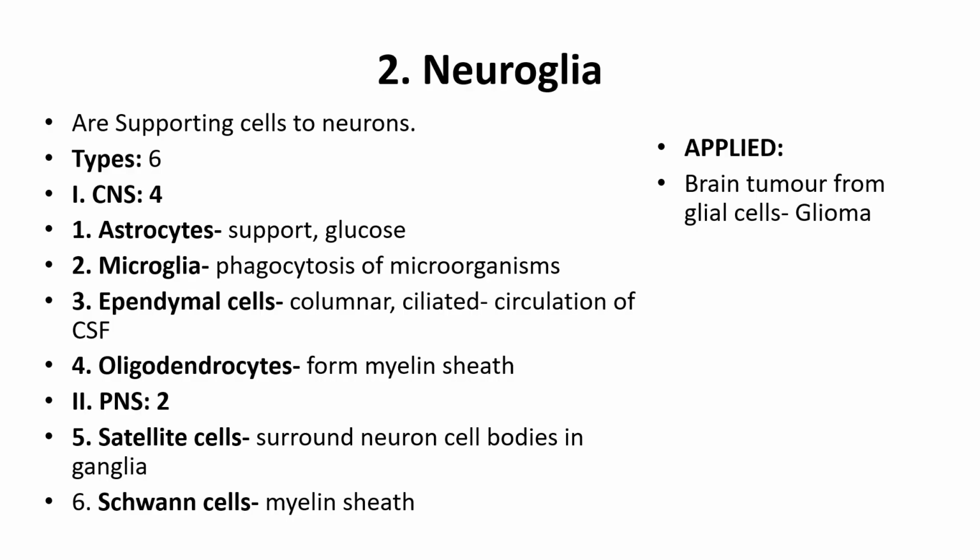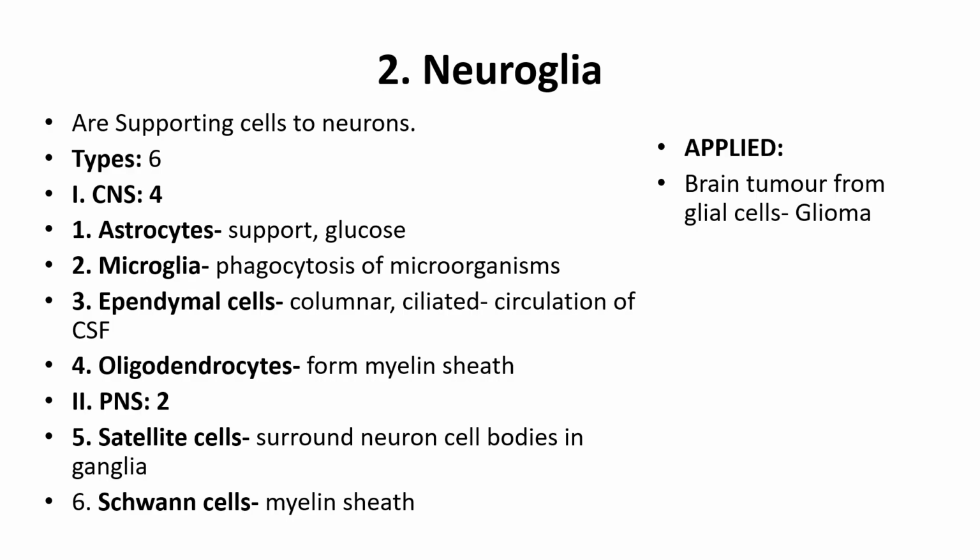The second component of the nervous tissue is neuroglia, and they are supporting cells to neurons. There are a total of 6 types. 4 are seen in the central nervous system and 2 are seen in the peripheral nervous system. Out of the 4 in the central nervous system, first is astrocytes, which support and provide glucose. The second is microglia, which cause phagocytosis of microorganisms. Third is the ependymal cells, which are columnar ciliated cells, and are mainly required for the circulation of the cerebrospinal fluid.